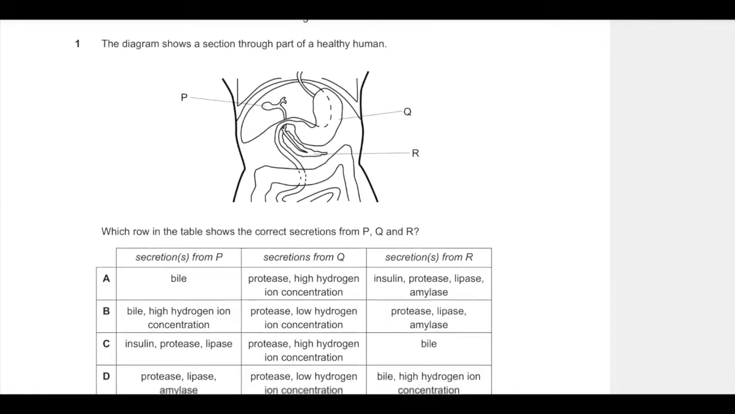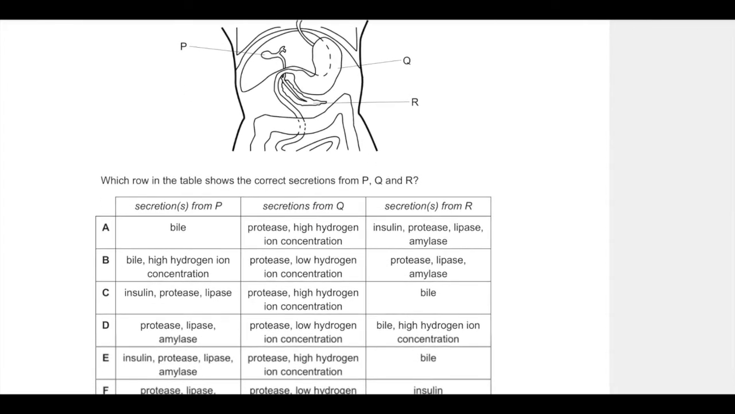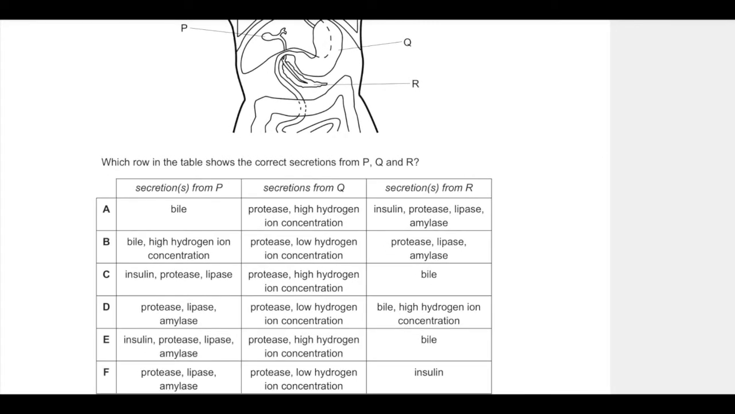So let's look at the diagram and look at the table. The aim of this question is to correctly identify what secretions come from what organ. So this is a test of knowledge. Can't really use much problem-solving skills here, but you can do a bit. So let's start answering the question.